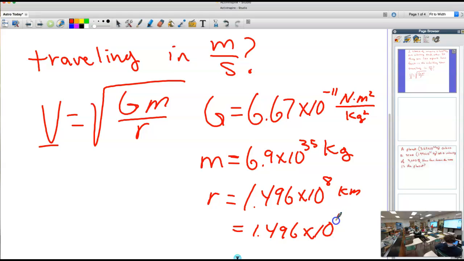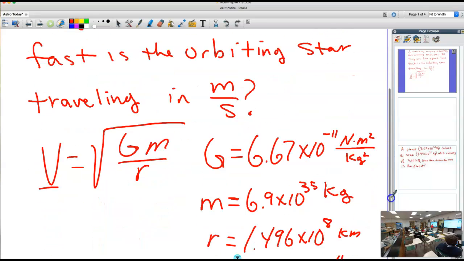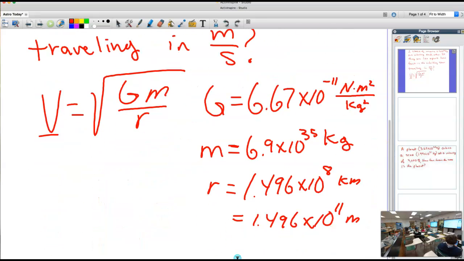Oh, wait a second. Where did you get that? Because I didn't see that number in the problem. It's 1 AU. It says it's 1 AU right there. And so you looked up 1 AU? Well, I just had it in my notes. Remember we did those conversions earlier? So 1 AU. Do we want it in kilometers or in meters? Meters, so we're going to use that one, right?